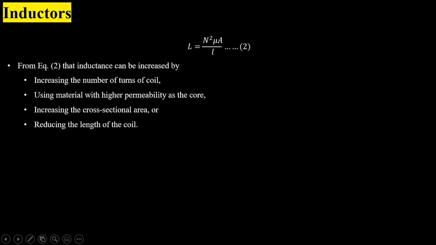From equation 2, we can infer the following information: inductance can be increased by increasing the number of turns of the coil, the core element must be of high permeability, increasing the cross-sectional area, or reducing the length of the coil.